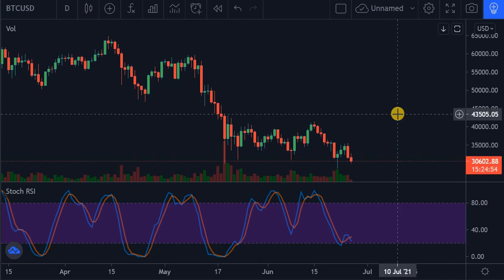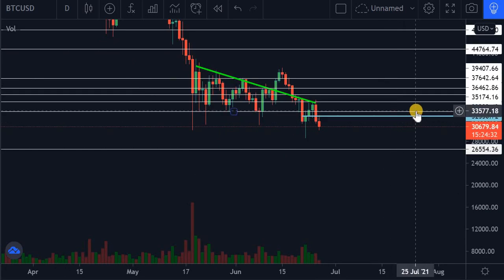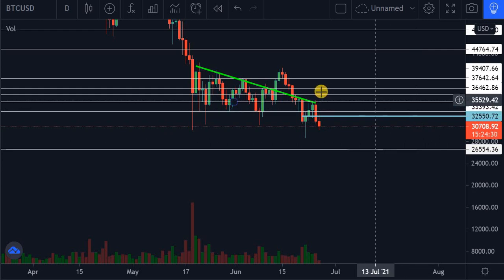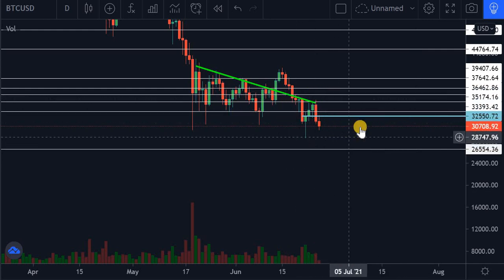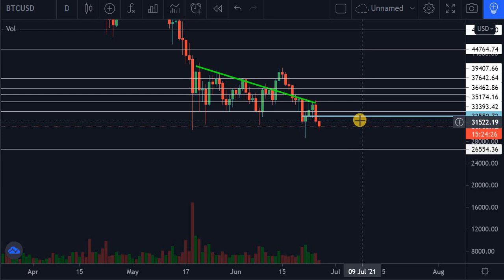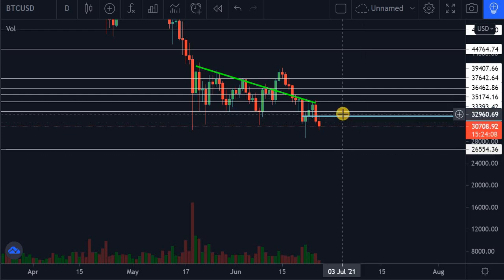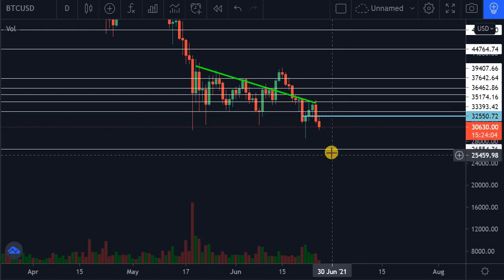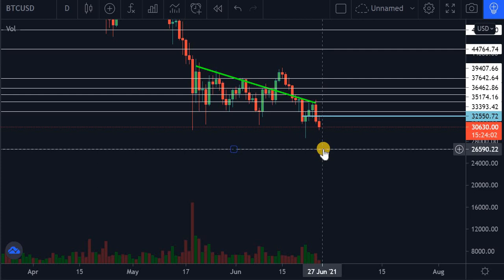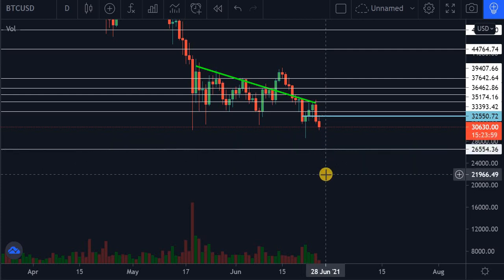Now let me bring out my drawing tools. As you can see, we are below all support in the price chart. We've broken every single thing, and we just closed a daily candle again below the $32,500 region. Right now, we are looking to go and test the support at around 26,500. Now, if we go and test this support, we can either bounce from this region or break through the support.